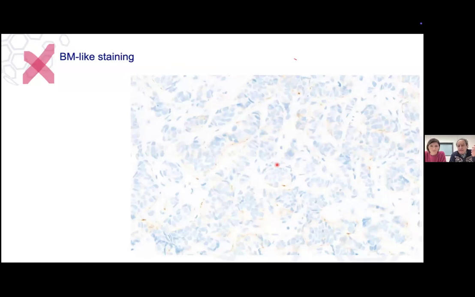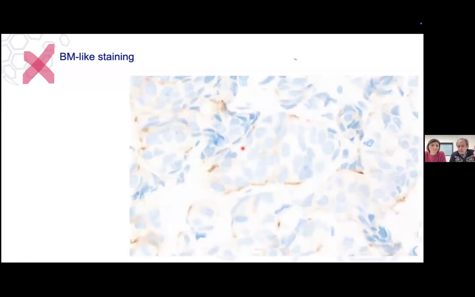Another pattern that I used to call 1+ is this one. But it's a bit bizarre that it is always between the tumor cells and the stroma. That's a higher power. This is not scored as 1+. This is scored as 0, because this is now referred to as basement membrane-like staining. Whether it's basement membrane staining or not, I don't know. There is no real data, but for practical purposes, in the clinical trial, this was scored as 0.